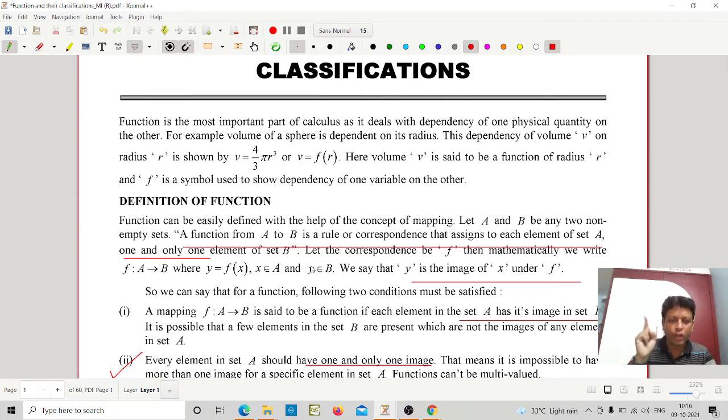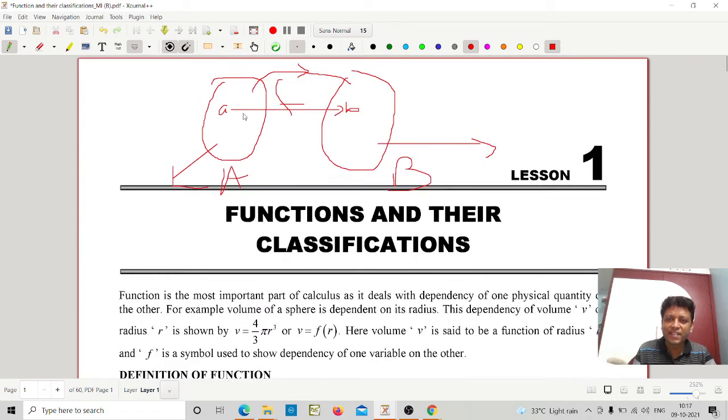That means for each element x in A, there exists a unique element y in B. That's very important. Two words are very important in function: one, each element; number two, unique element. So for each element x in A, that is x belongs to A, there exists, this is the there exists symbol, y belongs to B. That's the definition of function.